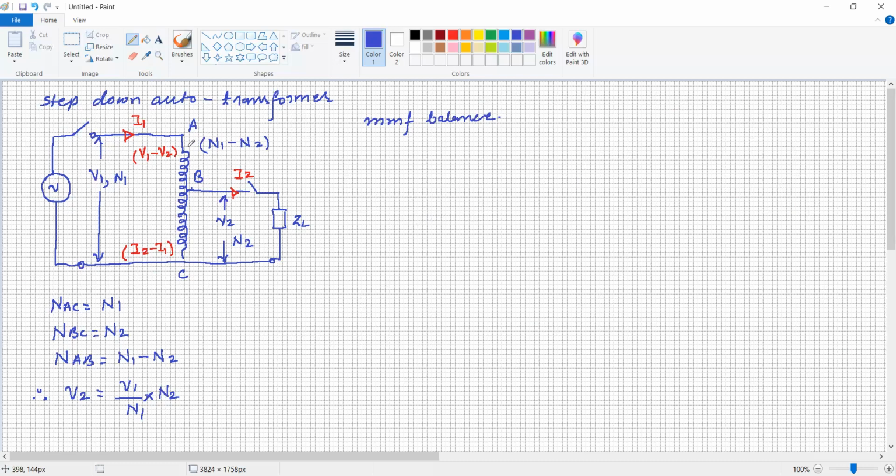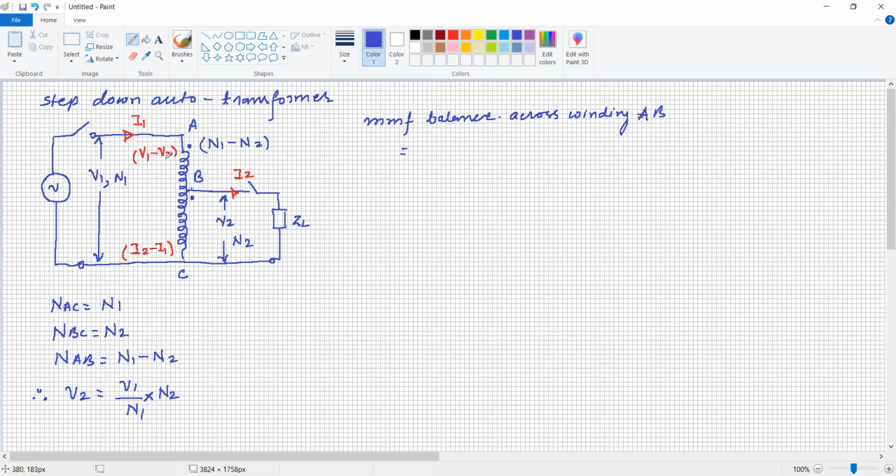Now remember that this is in one direction. The notation or polarity has been shown, and they are in the same direction. Now the MMF across AB should be equal to the MMF across BC. So the MMF across winding AB.